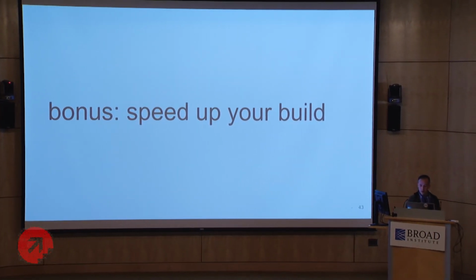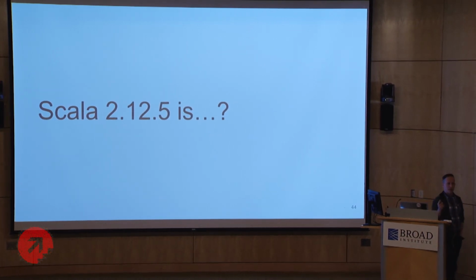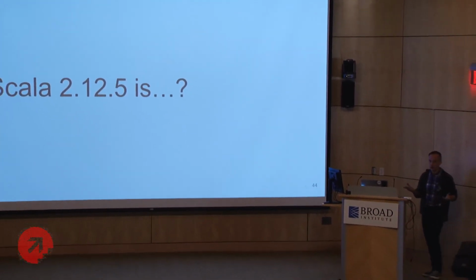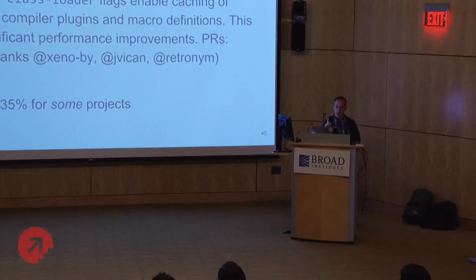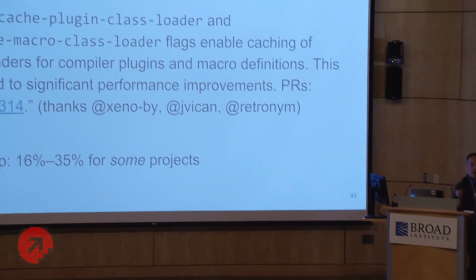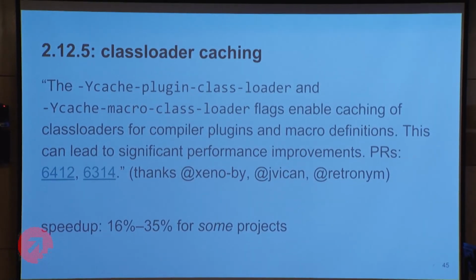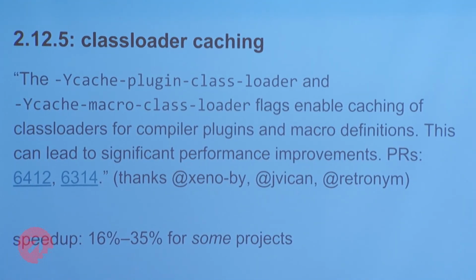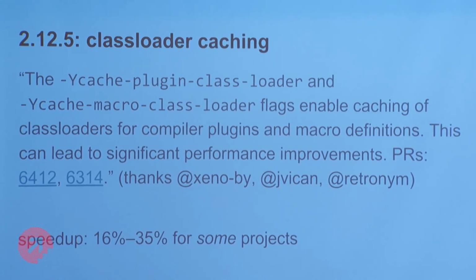Okay, and I have time for one more thing. Scala 2.12.5 is, I don't know, might actually be out since I started talking, or maybe tomorrow. It adds 2 new flags that we found can speed up compilation times on some projects by as much as 35%. So huge win on some projects, but you have to turn these flags on. They're not on by default.